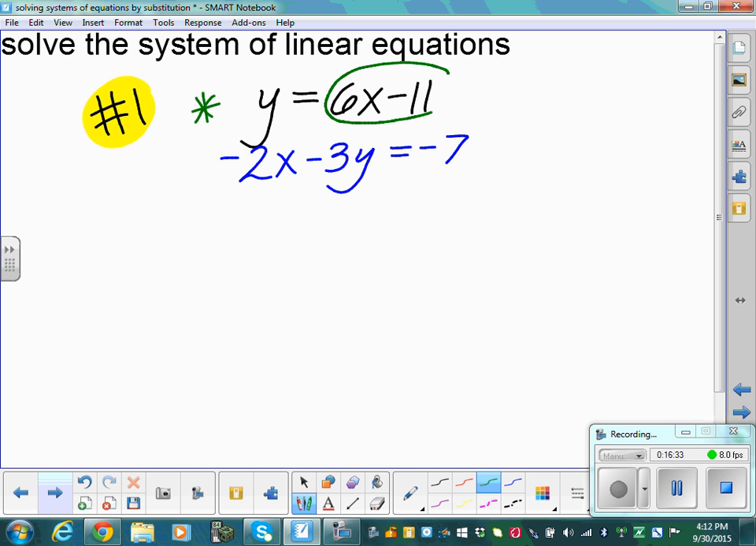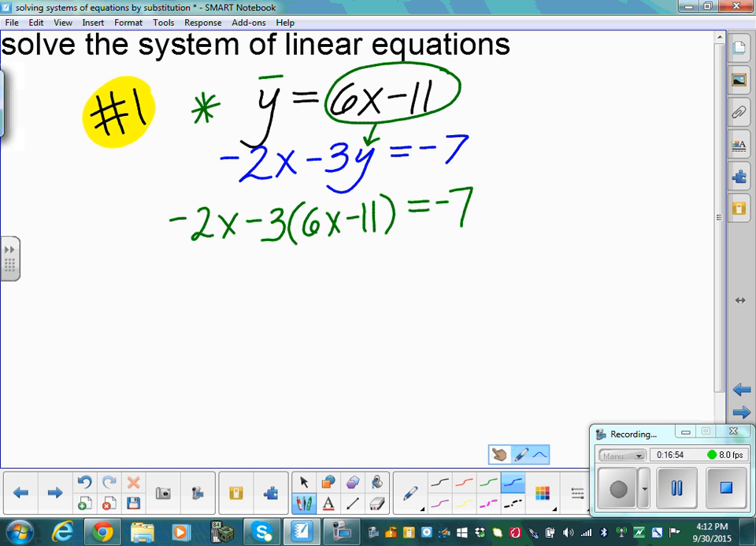We're going to substitute that value into the other equation wherever there's a y, because it was a y value. So we're going to have negative 2x minus 3 times y. Y is 6x minus 11, which is equal to negative 7. Now we'll go through and solve. So we have negative 2x, and very carefully, we have negative 3 times all that stuff. So I'm going to distribute negative 3 through. Negative 3 times 6x is negative 18x.